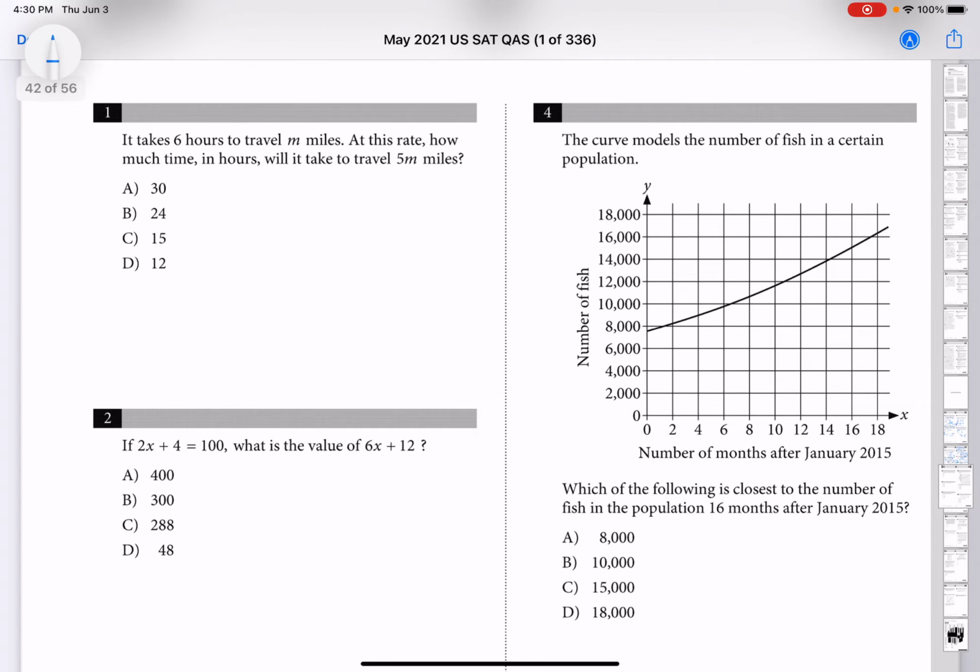Question number 1. It takes 6 hours to travel m miles. At this rate, how much time in hours will it take to travel 5m miles? So this is not that bad. It's just going to be 6 hours for m miles, so you're going to multiply that number by 5. So you're going to get 6 times 5m, and you're going to get 30. So you can cross out the m because they're just looking for how many hours it will take. The answer for number 1 should be A.